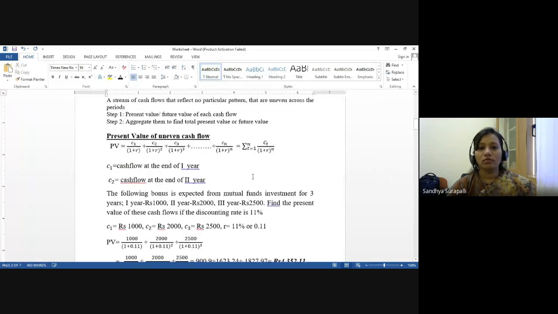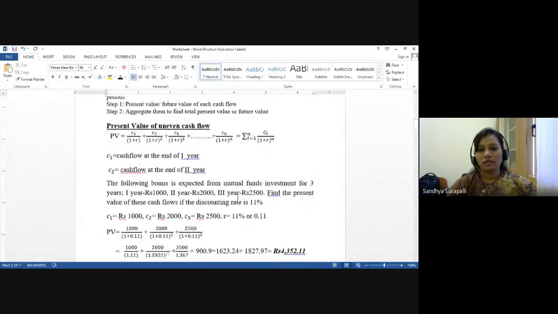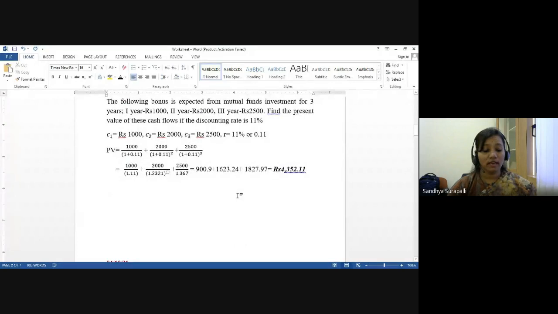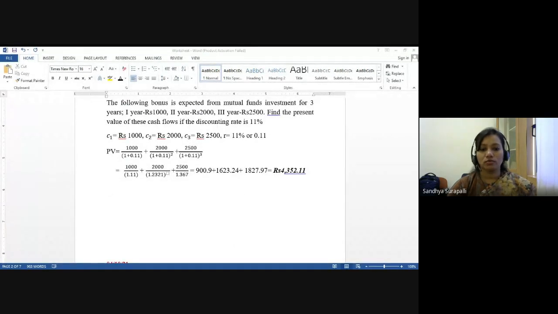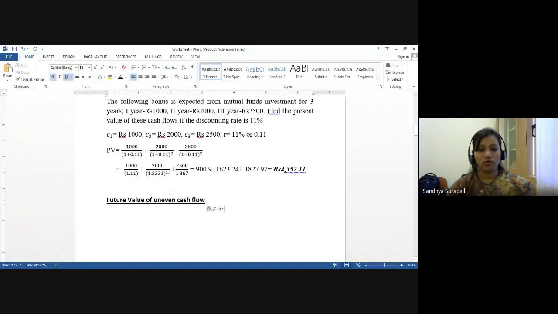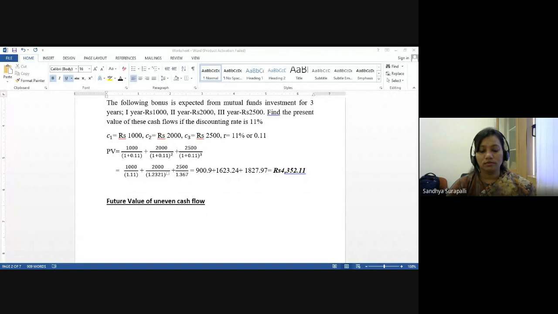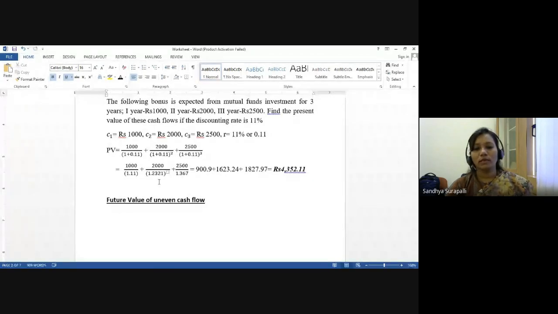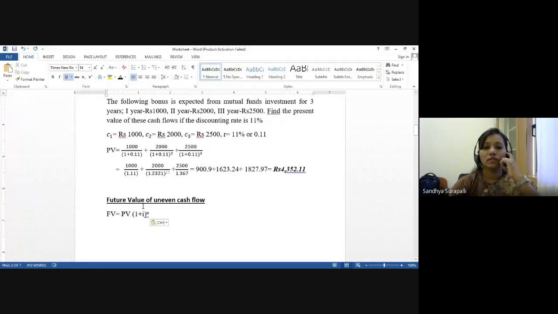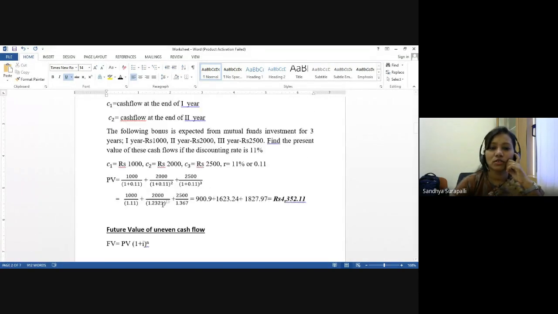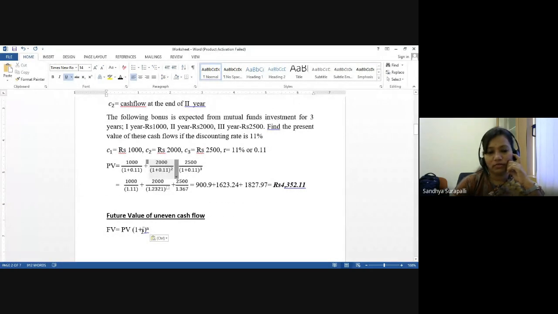Next, now this is the present value we calculated. In the same way, we can calculate the future value also. Suppose you are investing somewhere every month, or saving something, or you expect some amount, and you want to know its future value after some time period. The formula for the future value of uneven cash flows is different: here we multiply the cash flows instead of dividing.